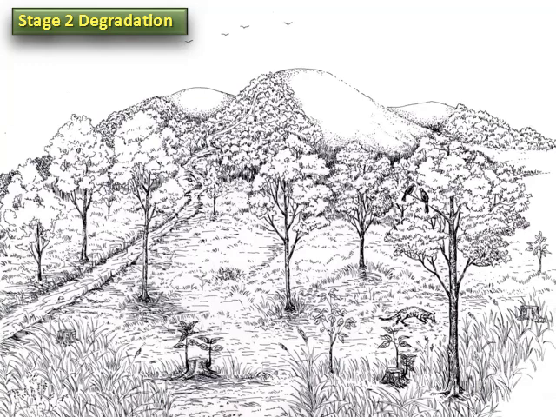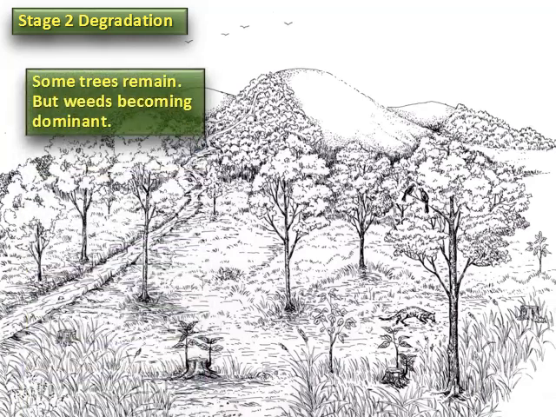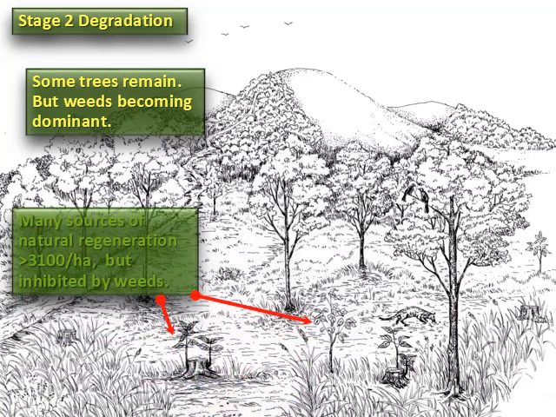Moving on to stage 2 degradation, it looks like this. We have some trees remaining, but now the weeds are becoming dominant, and we've reached the point now whereby the weeds are becoming strong enough to actually suppress the growth of the very young tree seedlings.